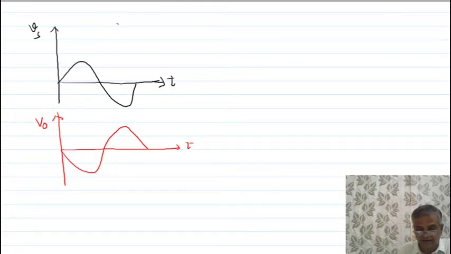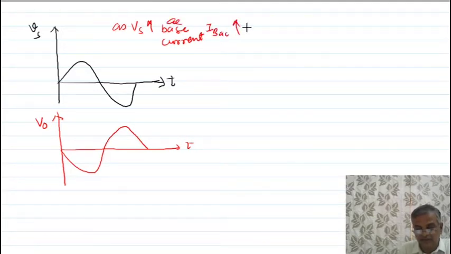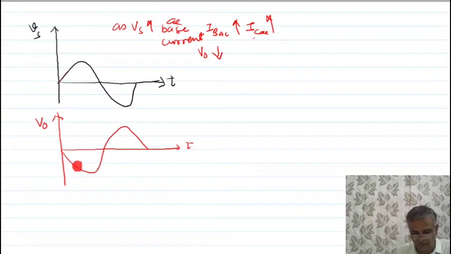Look again. As Vs increases, your AC base current increases. So collector current increases. As collector current increases, then Vo decreases according to the equation. This collector current is over the DC value of the collector current, already we have discussed. So Ic increases, so Vo decreases.